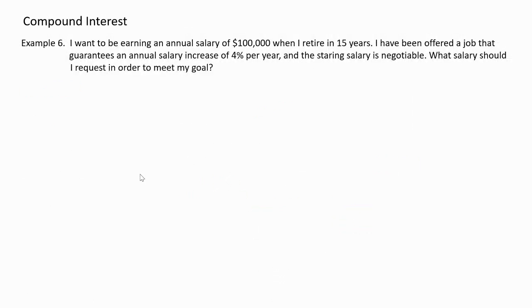Compound interest continues. Here we go. This is example number 6. I want to be earning an annual salary of 100,000 when I retire in 15 years. I have been offered a job that guarantees an annual salary increase of 4% per year, and the starting salary is negotiable. What salary should I request in order to meet my goal? Okay, so let's find out.